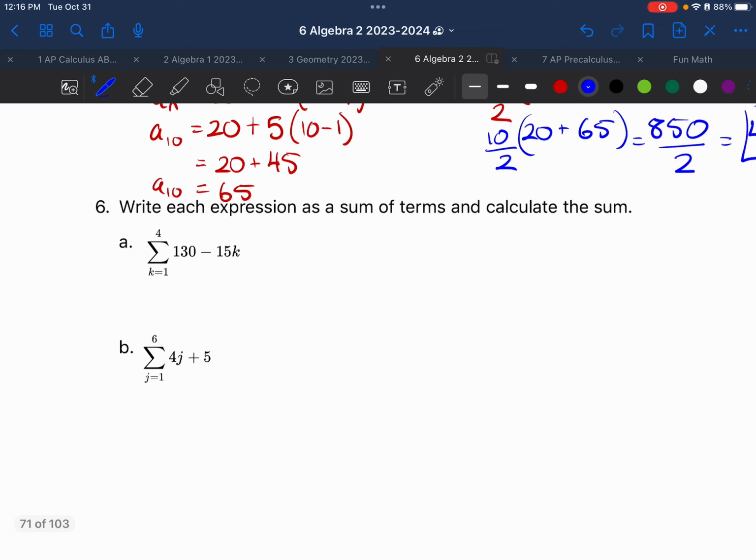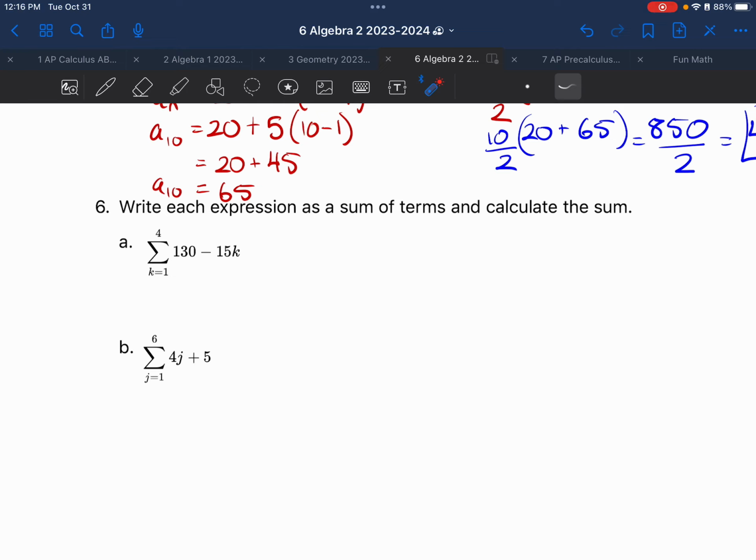All right, number 6. We have this summation notation that I talked about at the very end of the lesson. So we want to write each expression as a sum of terms and calculate the sum. Okay, so we want to actually write out, what is this thing equal to? This is equal to 1 plus 2 plus 3. What is this thing equal to, right? And then once we find what it's equal to, then we'll actually calculate what that summation is.